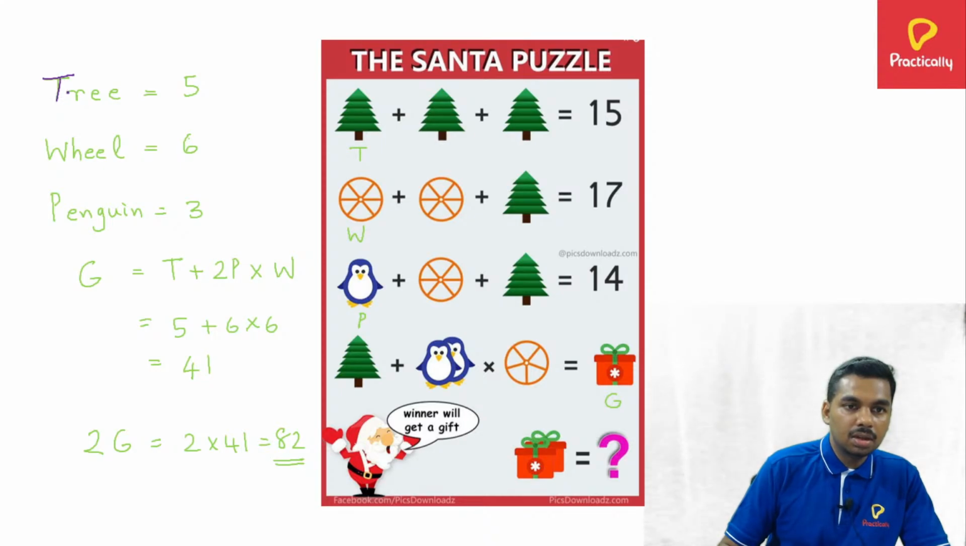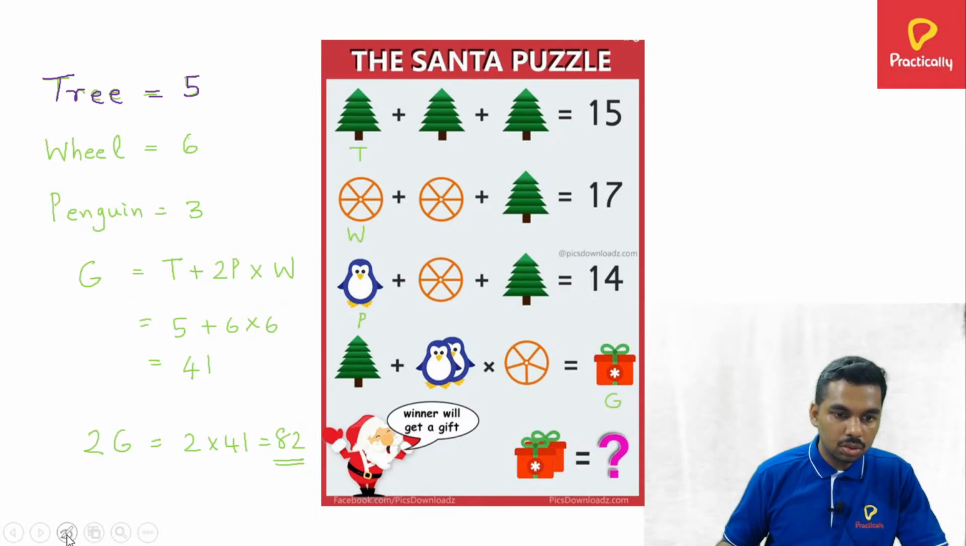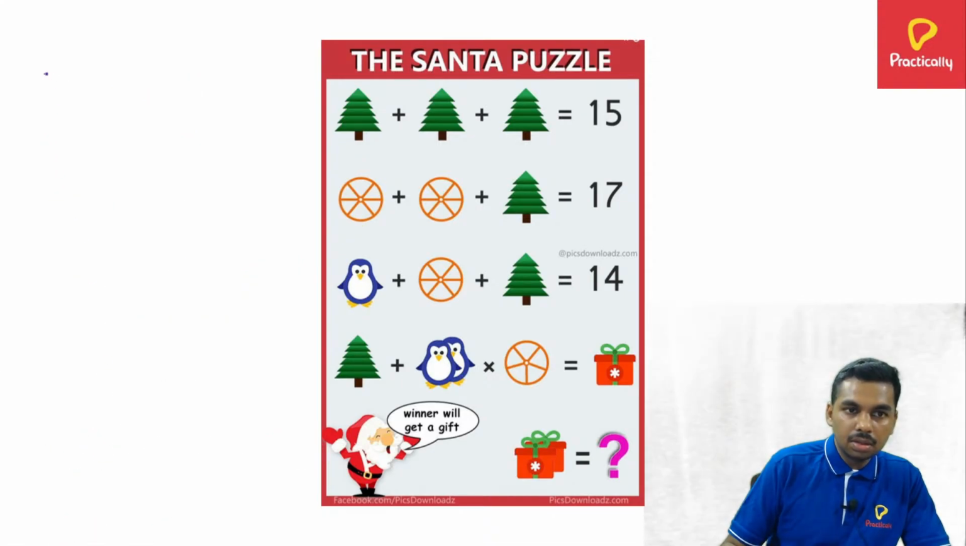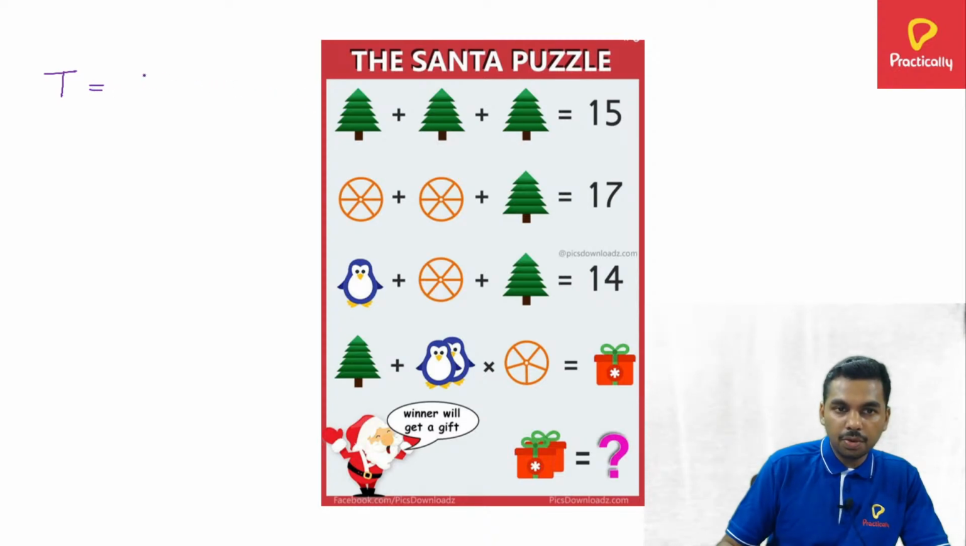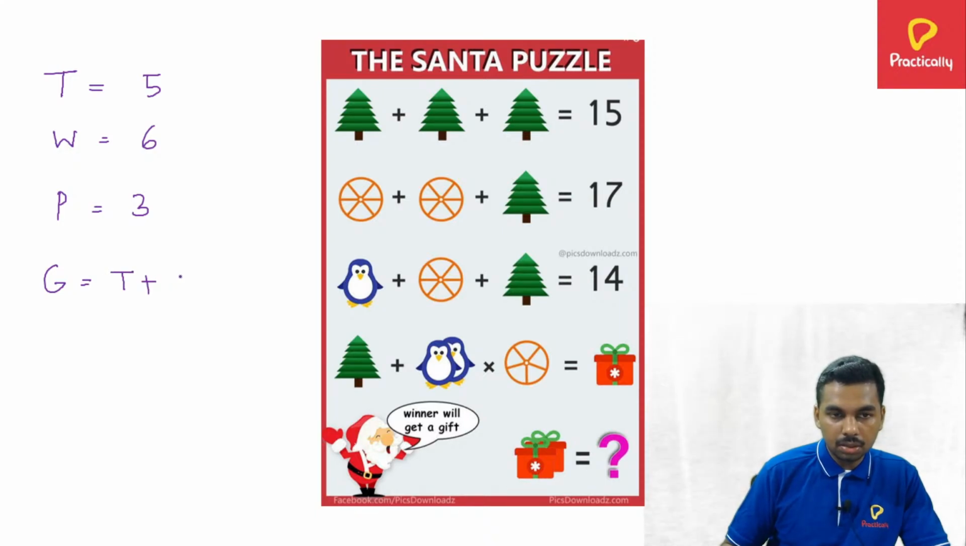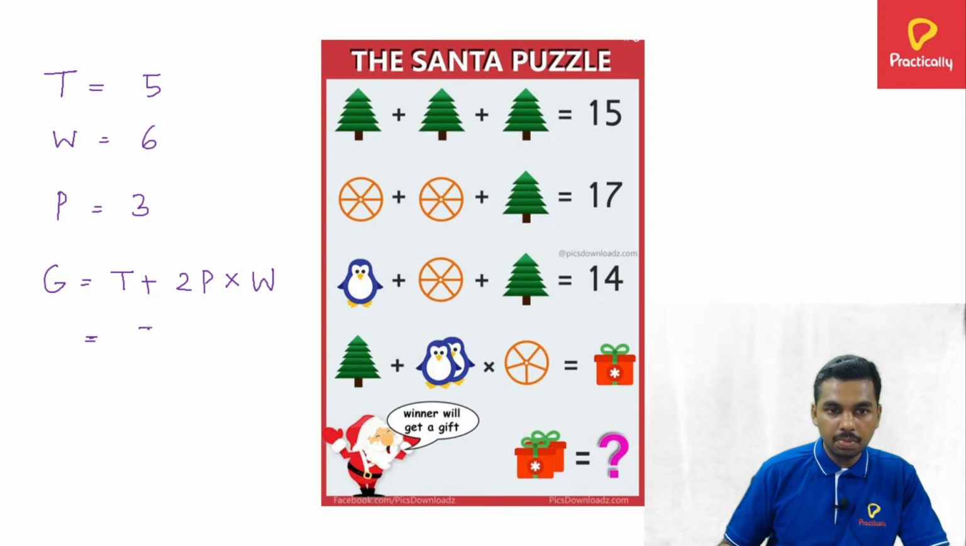Okay, so the tree, I have found the answer to be equal to 5. Okay, let me just erase everything. So T equal to 15 by 3 or 5, W equal to, we have found it as 12 divided by 2, which is 6. The penguin, we said it is equal to 14 minus 5 plus 6 or 3. So here to find what is the value of G, G equal to T plus 2 times penguin multiplied by the wheel. So T we have already mentioned, it is 5. 2 times P is 6. 6 multiplied by 6, which is 36. So the answer should be 41, right?